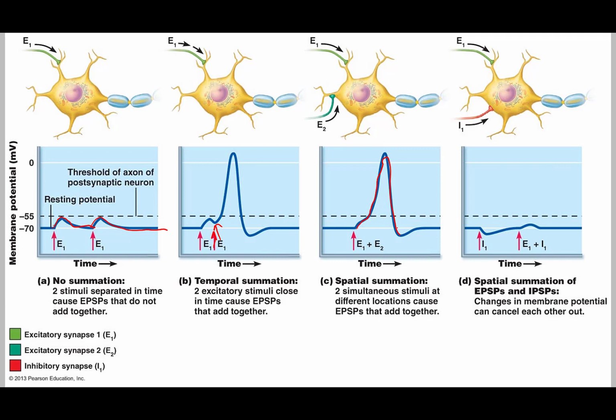But sometimes signals are in the opposite direction, like we saw in one of our animations. Maybe we have an inhibitory signal, which makes it less likely to send an action potential, and an excitatory signal at the same time. In that case, we don't get an action potential. They cancel each other out.